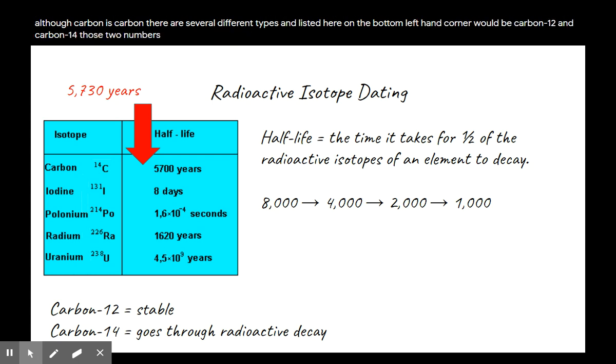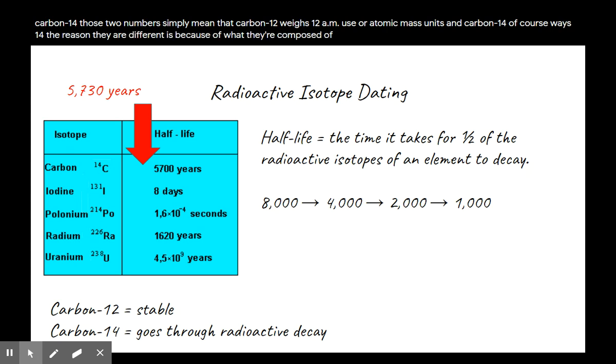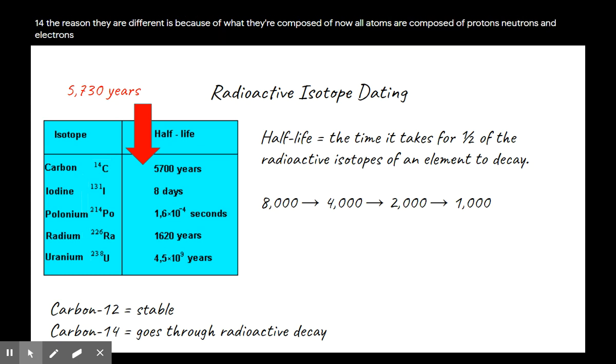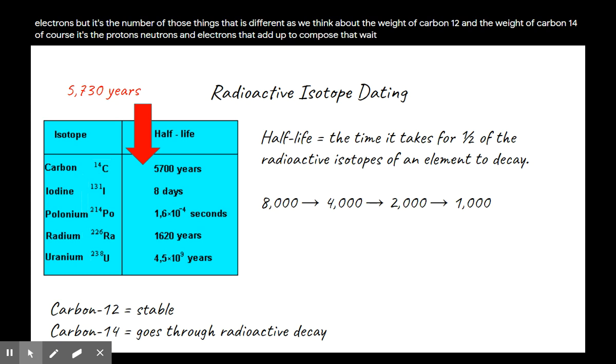Those two numbers simply mean that carbon-12 weighs 12 AMUs, or atomic mass units, and carbon-14, of course, weighs 14. The reason they are different is because of what they're composed of. Now, all atoms are composed of protons, neutrons, and electrons, but it's the number of those things that is different. As we think about the weight of carbon-12 and the weight of carbon-14, of course, it's the protons, neutrons, and electrons that add up to compose that weight.